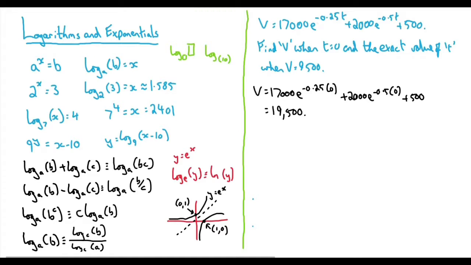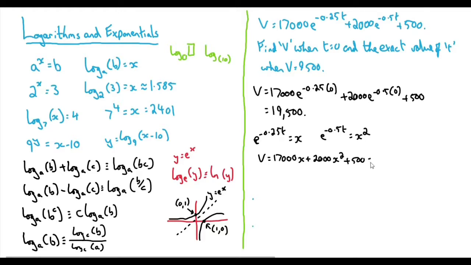We'll take the term with the unknown power, so in this case, let's say the e to the minus 0.25t, and let's give it a different value. Let's just say x. With that in mind, therefore, e to the minus 0.5t is going to be x squared, because it's double the power here. Therefore, this up here, we end up with v equals 17,000x plus 2,000x squared plus 500.